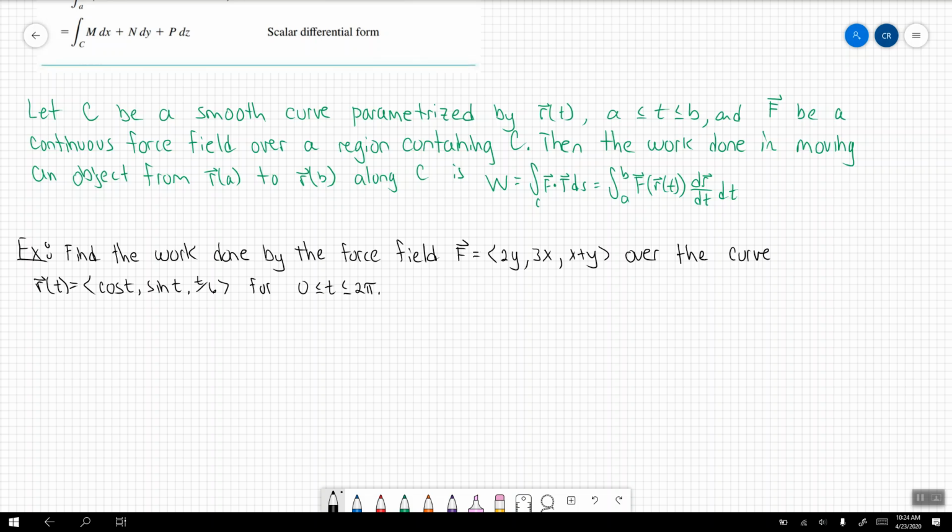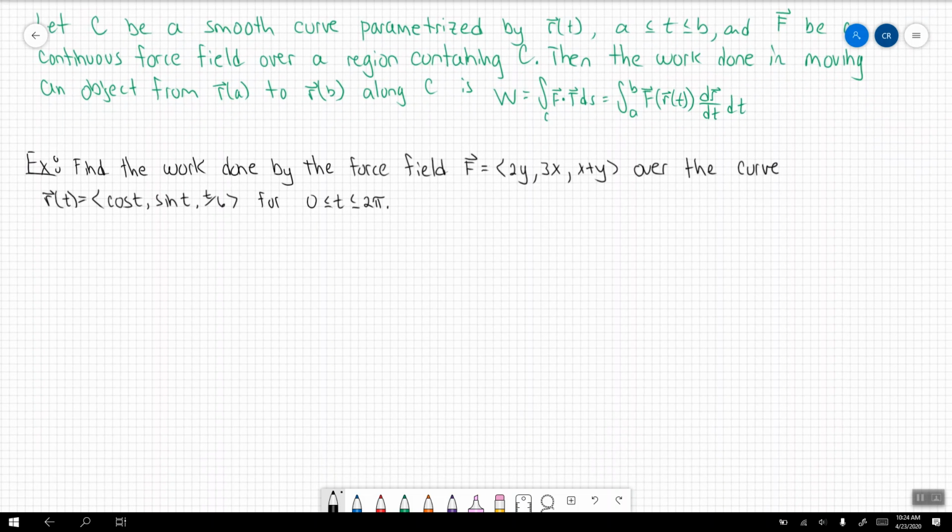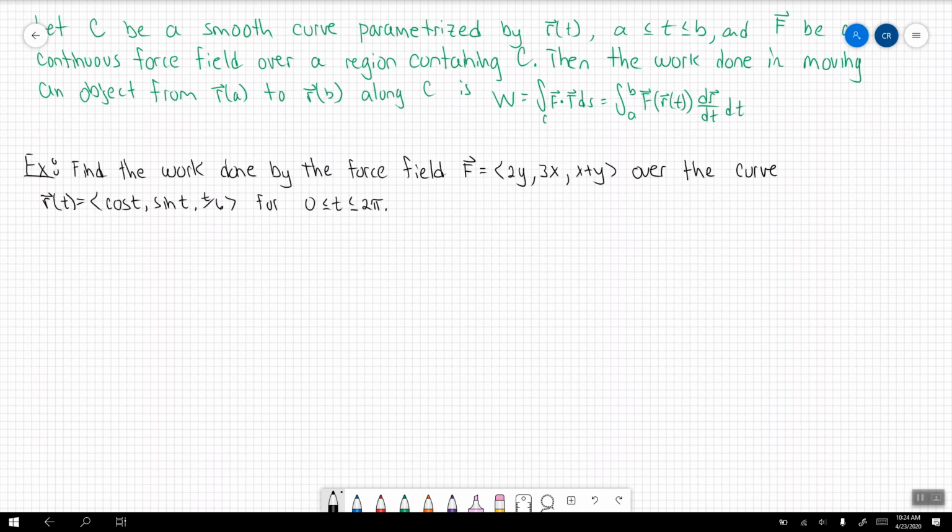So today we're going to get an example going, that way we can start analyzing how we are working with these line integrals and how they relate to work, which is moving a certain object or moving the curve through this vector field. Alright, so here we go.